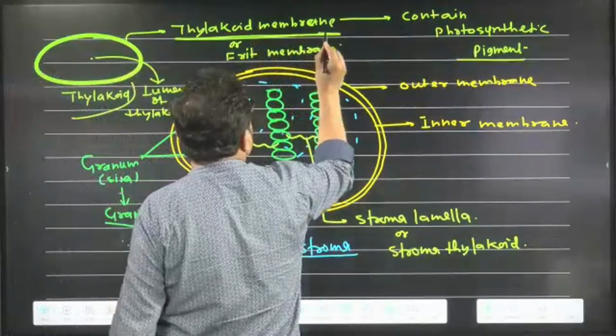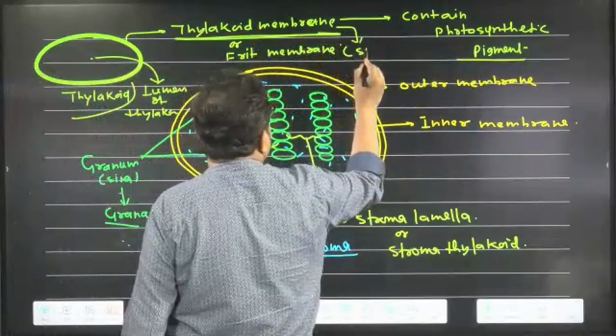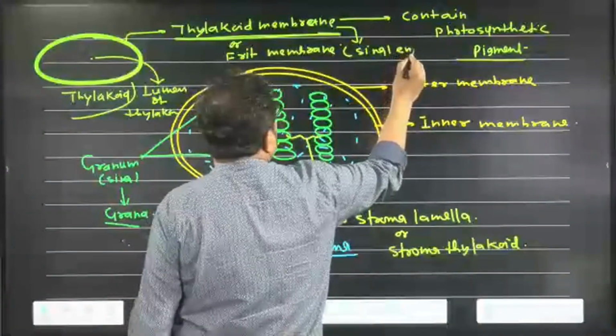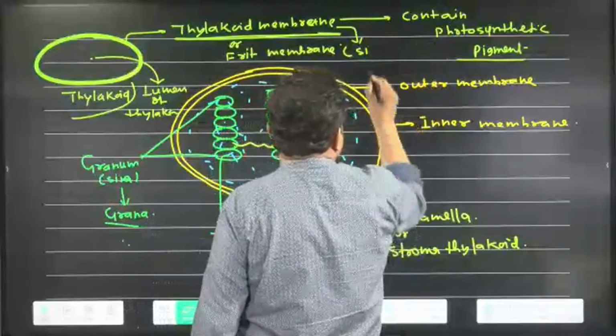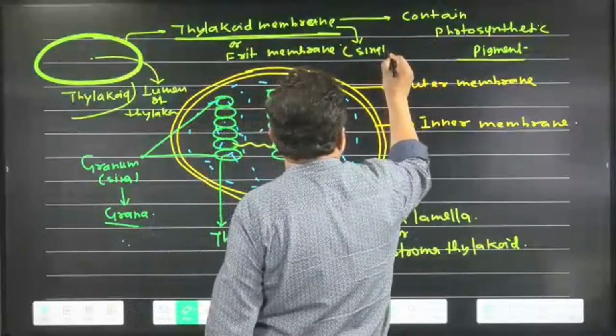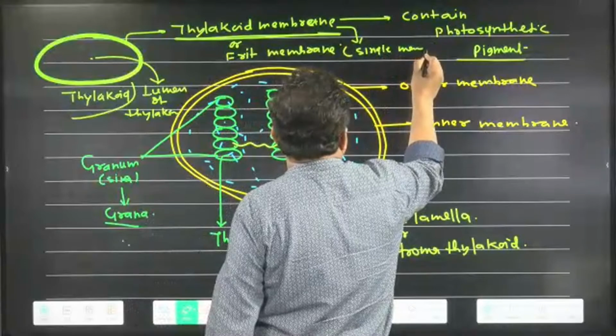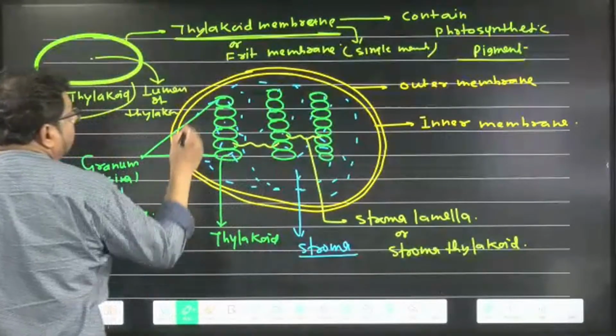Now, the answer to this question: this thylakoid membrane is very good. Someone has answered it. It is a single membrane. The chloroplast membrane is a double membrane. But the thylakoid membrane is what? It is a single membrane. Got the idea? It is a single membrane. It is not a double membrane. This is a double membrane.